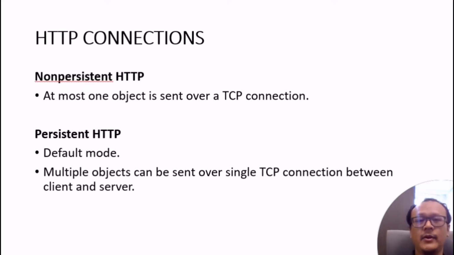For HTTP connections, there are two types that you need to know. First is non-persistent, and the second is persistent HTTP. In non-persistent HTTP, at most one object is sent over a TCP connection. However, in persistent HTTP, which is the default mode of the HTTP protocol, multiple objects can be sent over a single TCP connection between client and server.